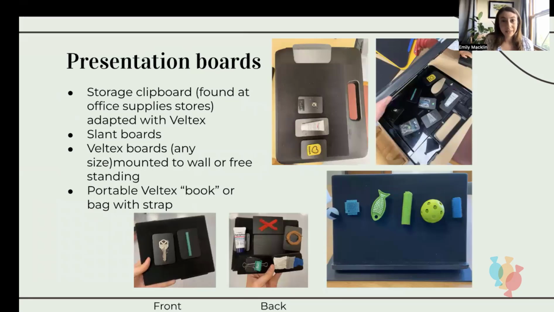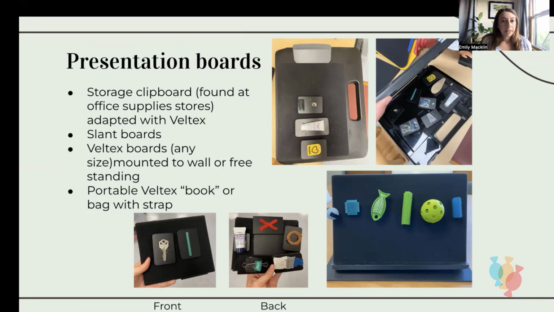How do we present these symbols? So I've had success using storage clipboards found at office supply stores. They open up, and as long as the symbol is not too thick, the storage clipboard will close. It can be carried like a briefcase, and then you have access to a lot of different symbols on the go. I've adapted with a Velcro board on front, so it's kind of a choice board or a first-then board or whatever you need it to be on the front. And then inside you have a variety of other symbols.